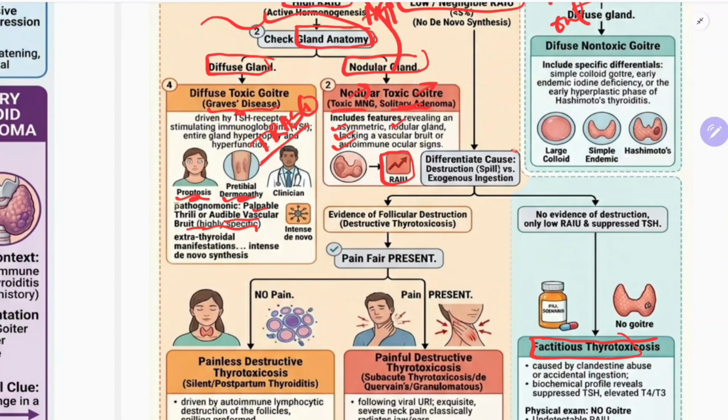Now if the radioactive iodine uptake is low or negligible, then differentiate the cause, whether this is destruction or exogenous ingestion. Exogenous ingestion usually does not have any Goitre itself. Okay, no Goitre. So we are dealing with enlargement, so we should go here. So destructive thyrotoxicosis, there will be evidence of follicular destruction.